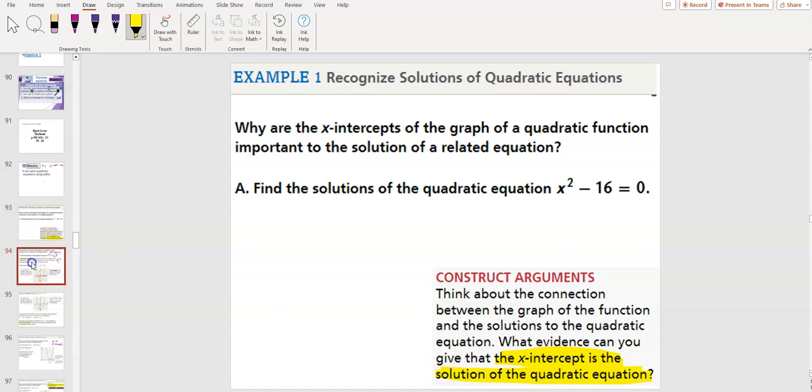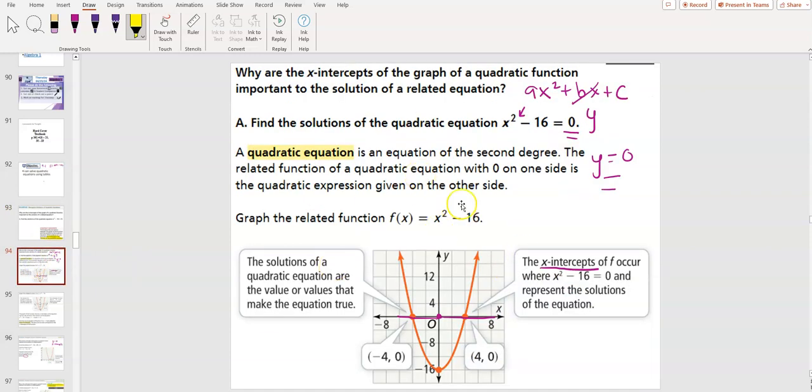So when we come down here, we're starting to look at these functions, right? They took a function and they made the function equal to 0. And that is because it is turning it into an equation. See how we now have no function notation? A quadratic equation is an equation of the second degree. The related function of a quadratic equation with 0 on one side is the quadratic expression given on the other side. So basically, a quadratic equation is just a quadratic function that is equal to 0.